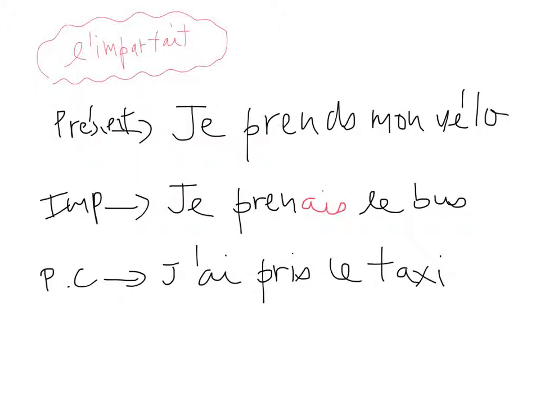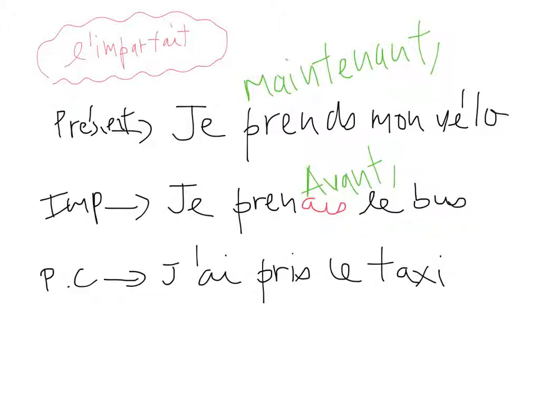So, assuming we use the present tense right here. Je prends mon vélo. What does this mean? This simply means that now I take my bike. Now I am on my bike, or now I am going to use my bike, right? Maintenant. So the présent is the tense of maintenant, the tense of now. Imparfait, on the other hand, is the tense of avant, the tense of before. So you will use this tense for things you used to do, things you don't do anymore. Avant, je prenais le bus, right? So before, I used to take the bus, but now I have a bike, so I no longer take the bus. I just take my bike now.